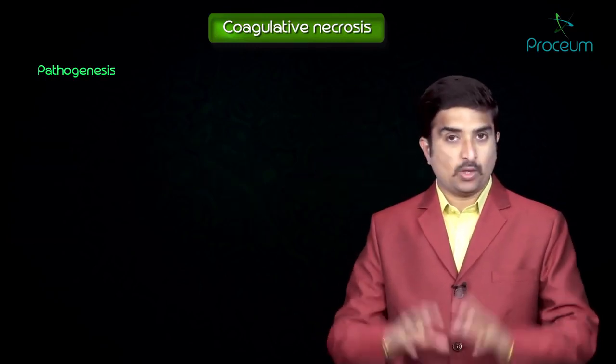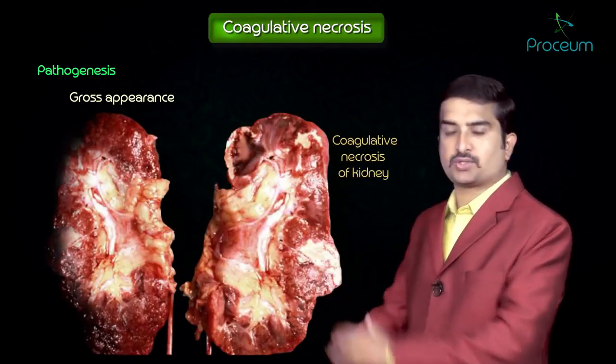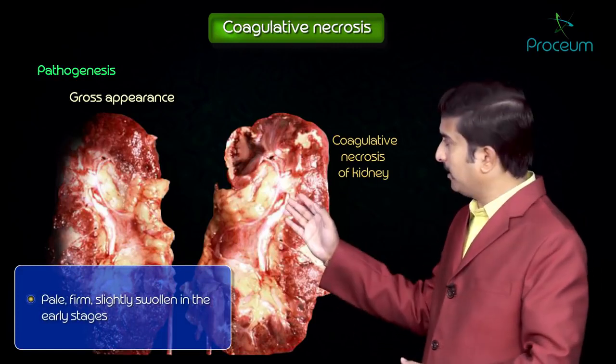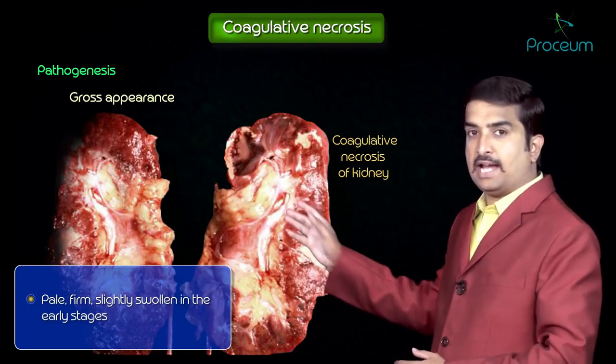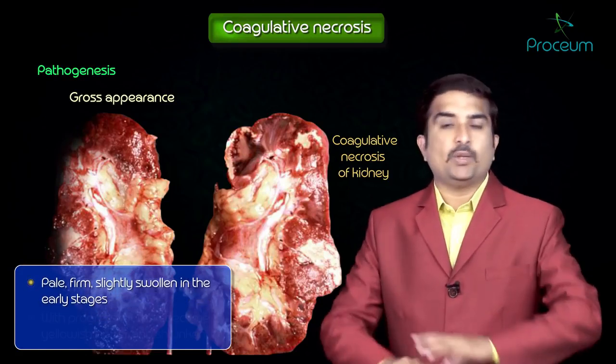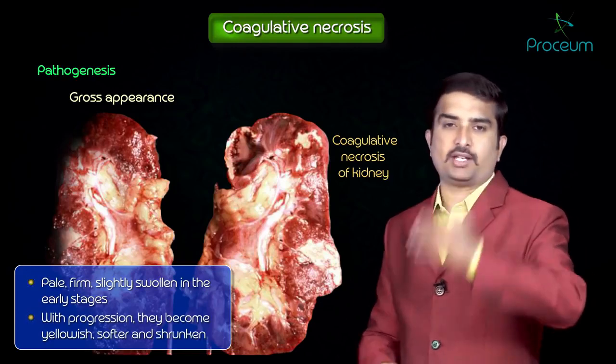So here the necrotic cell breaks into fragments that are removed by phagocytosis of the cellular debris. And what about the gross appearance of coagulative necrosis? The tissue is pale, firm, and slightly swollen in the early stages. With progression, it becomes yellowish, softer and shrunken.